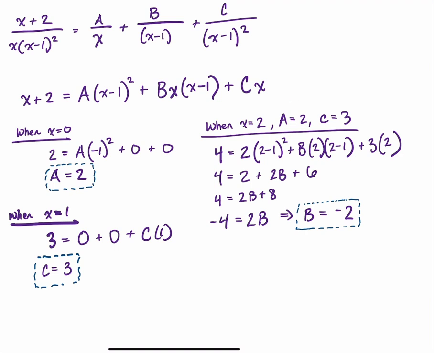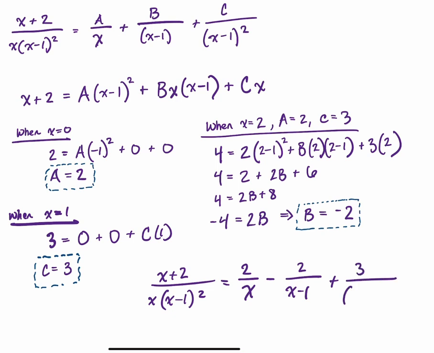So let's write out our solution. We started with x plus 2 over x times x minus 1 squared equals a over x, our a value is 2, so 2 over x, plus b over x minus 1, so we'll have negative 2 over x minus 1. We could really write this as a subtraction, since the 2 is negative, plus c, so our c value is 3, over x minus 1 squared.